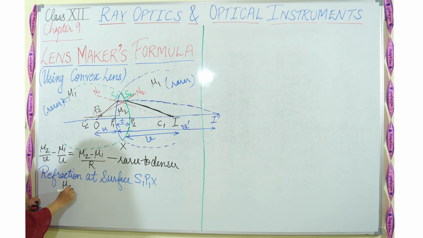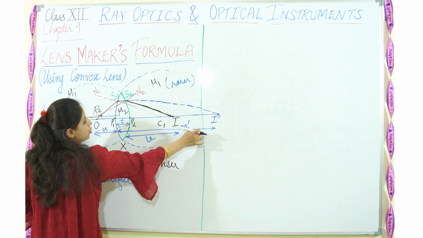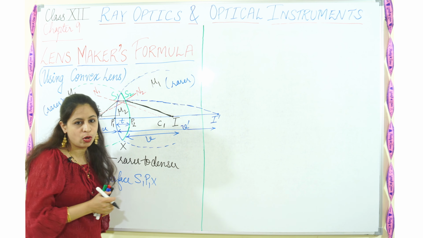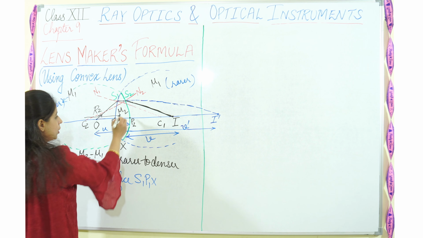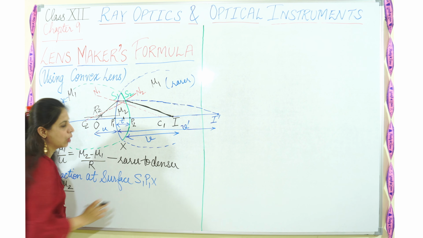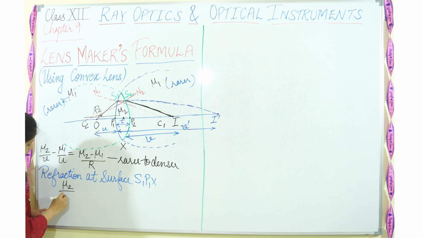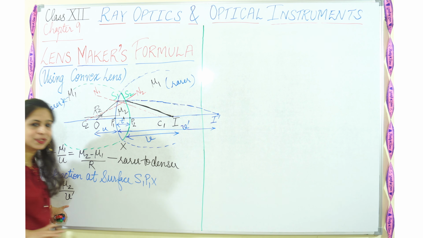So mu2 upon v. In the place of v, I would write v dash, because v dash is the distance of the virtual object from the surface. You can also write it in terms of OP, P2, I, as you wish. So I would write over here v dash, because it is the distance of the virtual image which is being formed by the refracting surface S1.